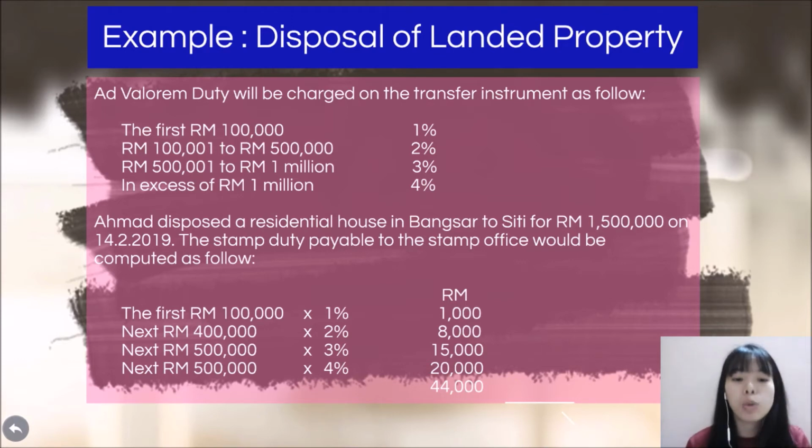Ed Ahmad disposed of a residential house in Bangsar City for 1.5 million on 14th February 2019. This is the calculation for stamp duty payable to the stamp office. The first 100,000 will be charged at 1%, which is 1,000, and the next 400,000 will be charged at 2%, and we will get 8,000. And the next 500,000 will be charged at 3%, we will get 15,000. And the next 500,000 will be charged at 4%, and we will get 20,000. So we total up the numbers and we will get 44,000, which is the stamp duty payable to the stamp office.